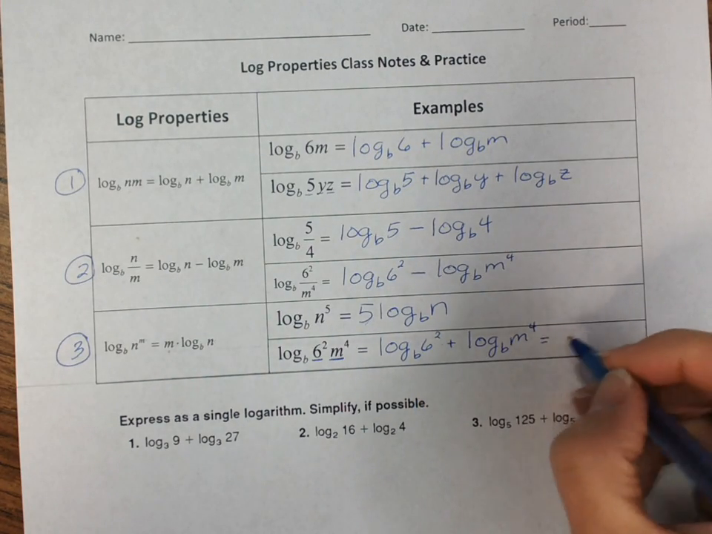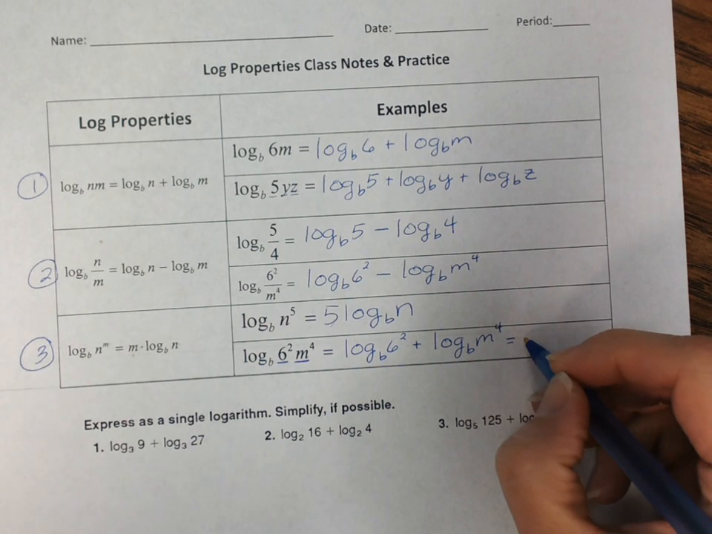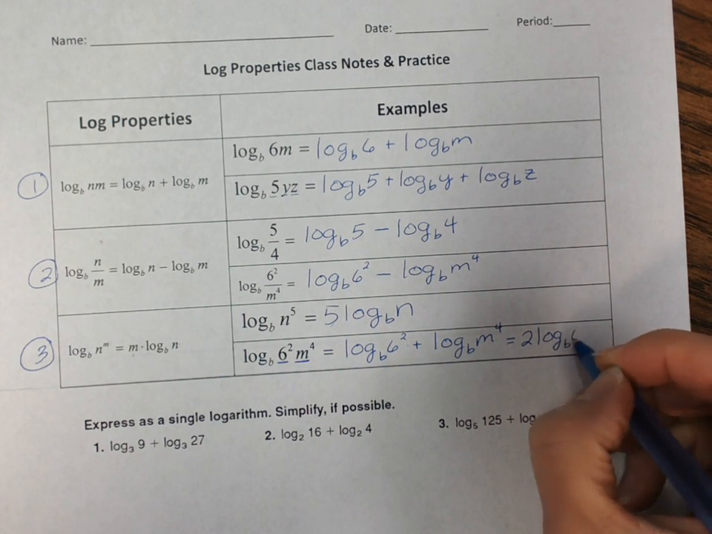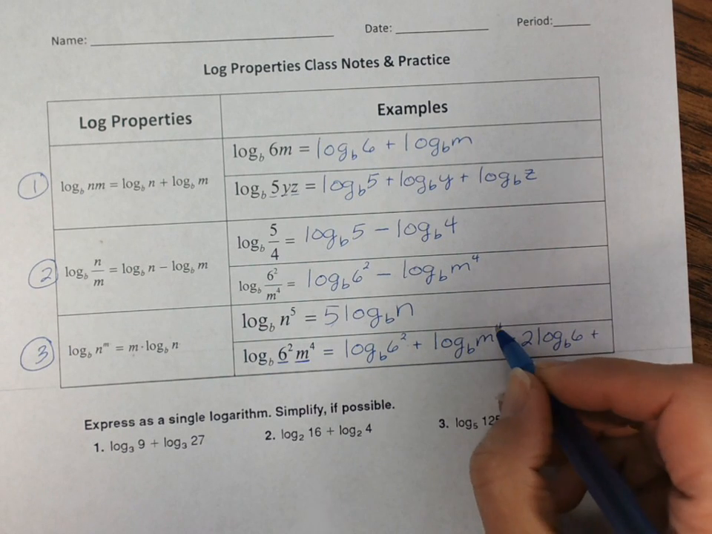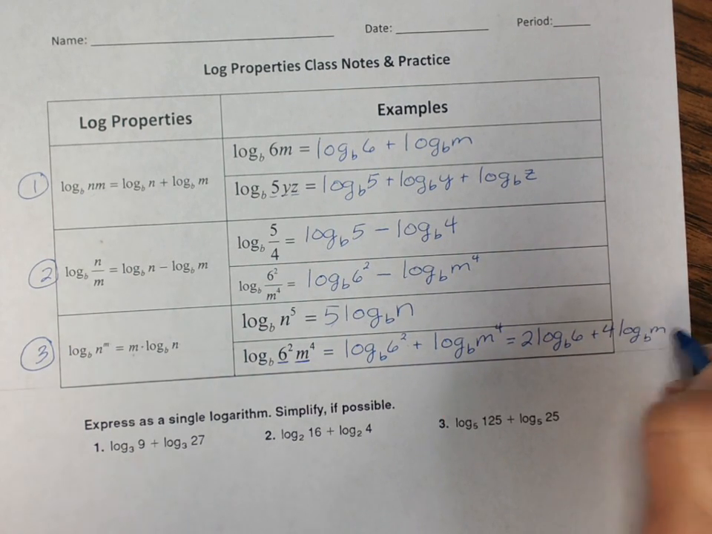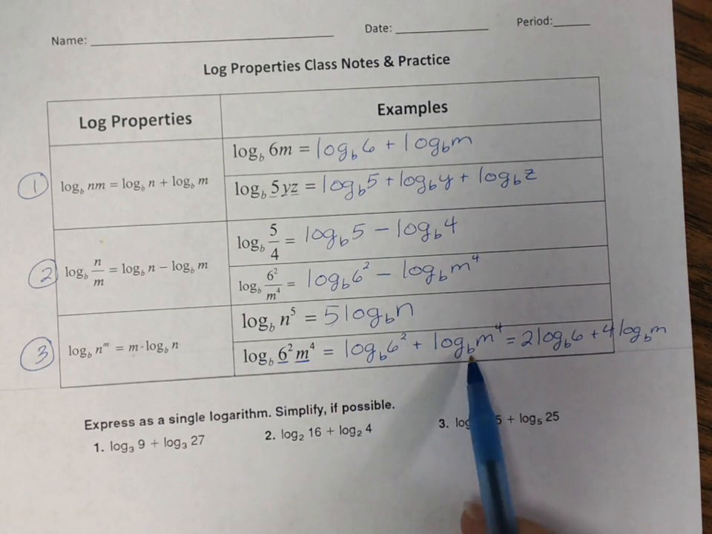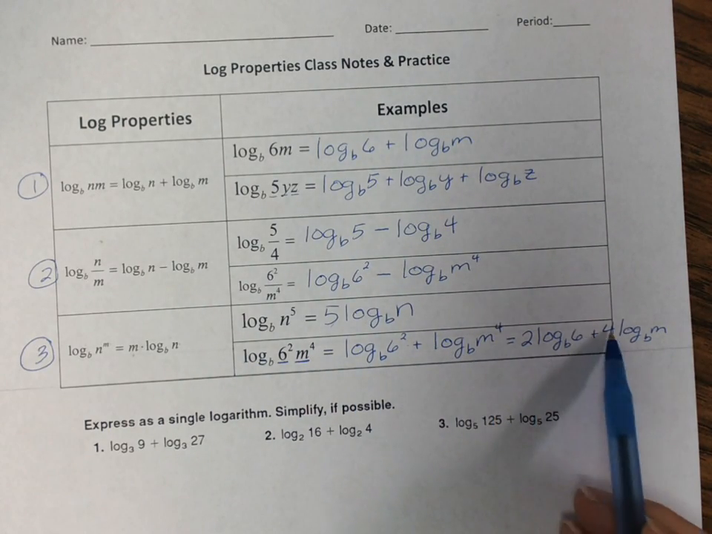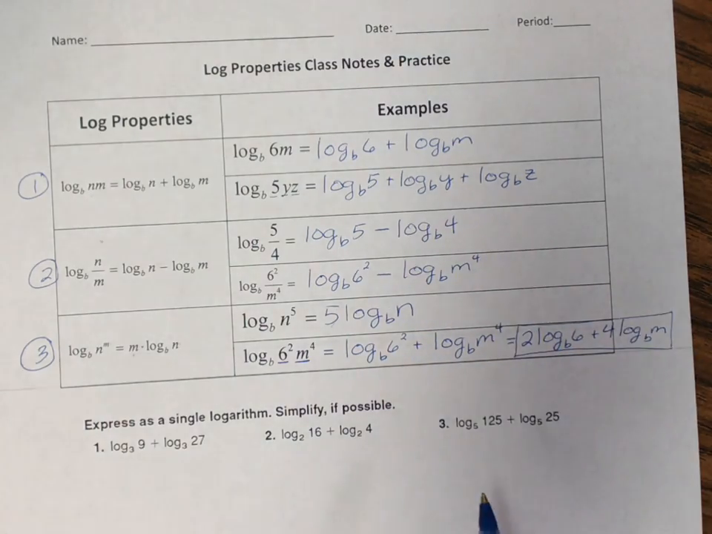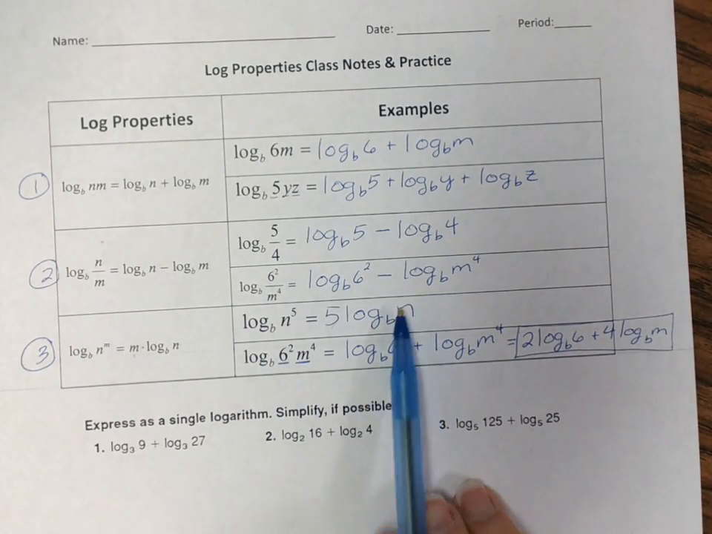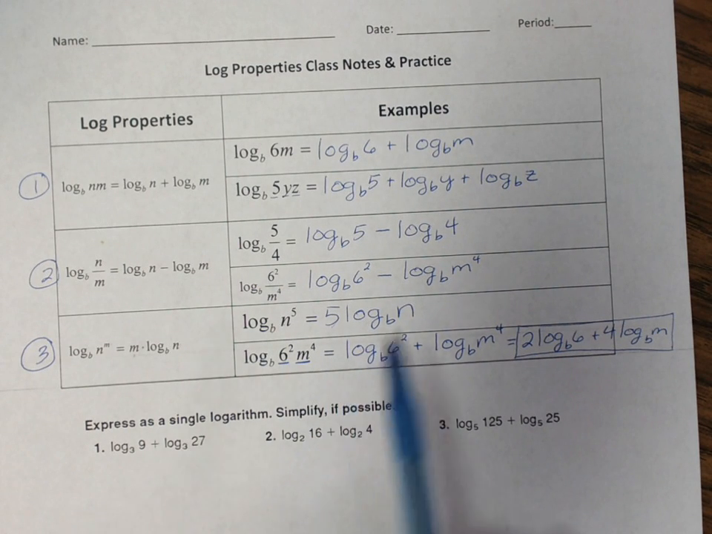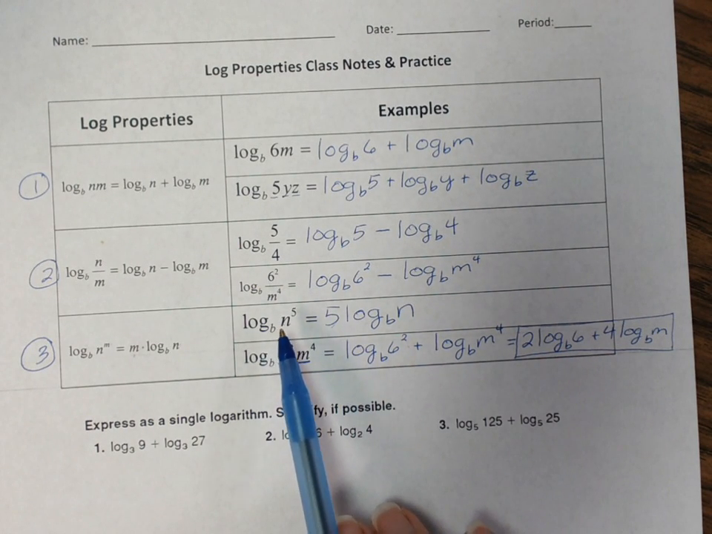Okay, so that's going to be equal to 2 log base b of 6 plus, pull the 4 out front, 4 log base b of m. So I combined a couple of different laws there, properties there, to get my final answer. Okay, so this is just a way to manipulate logarithms, and the reason we care about this is because it's going to help us to solve log problems.